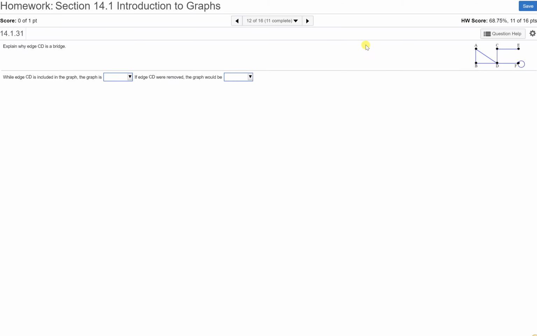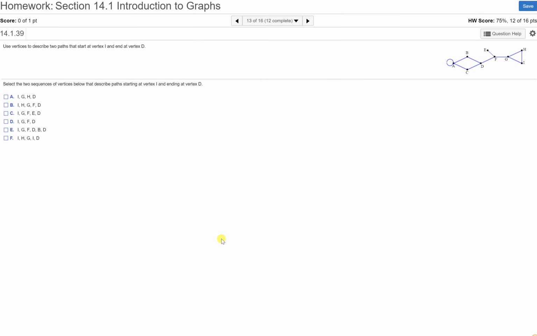All right, let's see. Here's the situation: which edge is included in the graph, edge CD? Okay, this one. The graph is connected because if you take this line away, then this line is hovering away. So if it was removed, it would be disconnected. Okay, that's a simple one.